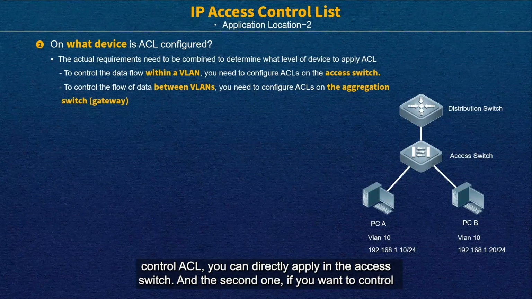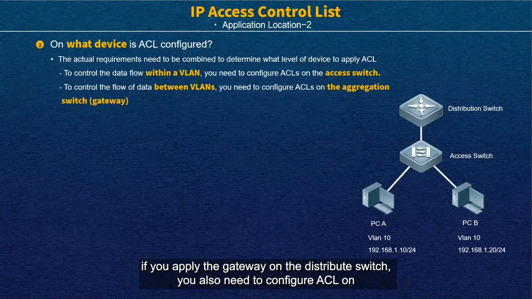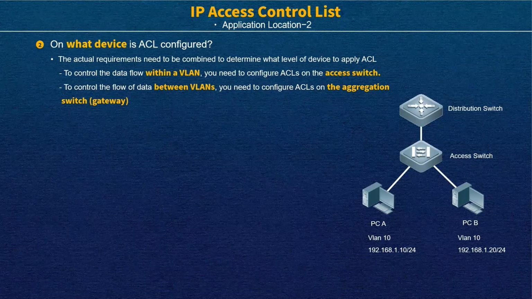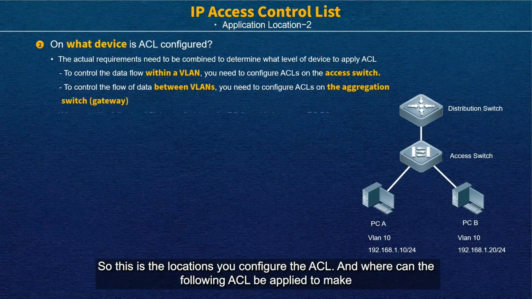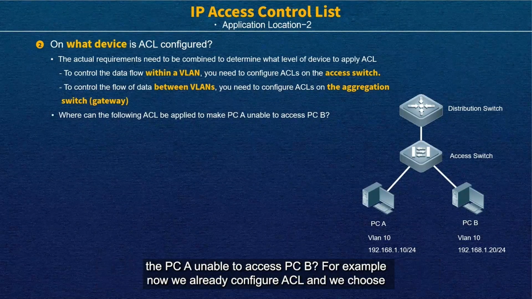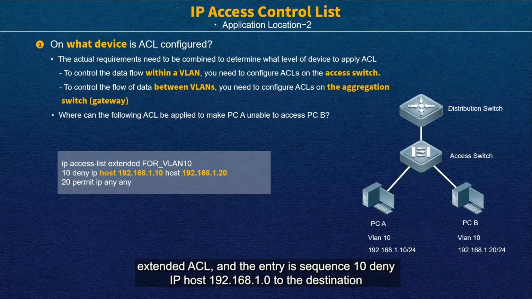The second case is when you want to control the flow between different VLANs. That means we need the gateway to help process the message. If the gateway is on the distribution switch, you also need to configure the ACL on the aggregation switch, or maybe a core switch, depending on where your gateway is located. So these are the places. Where can the following ACL be applied to make PCA unable to access PCB? For example, we have already configured the ACL and chosen the extended ACL.